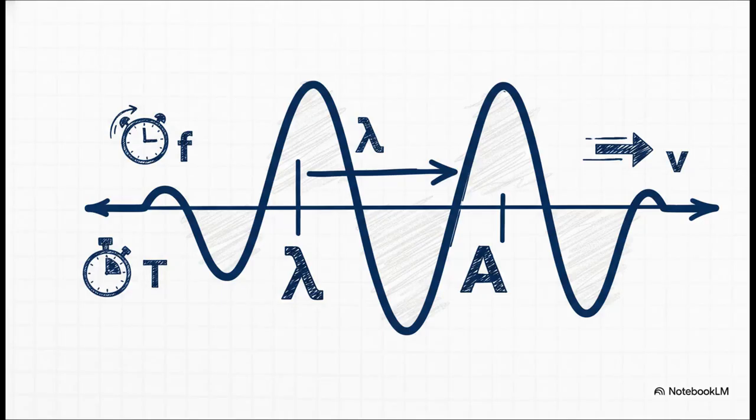Now, to actually talk about and measure waves, scientists have a specific set of terms. Think of it like a toolkit. You've got wavelength, which is just the distance from the top of one wave to the top of the next. Then there's frequency, which is how many of those waves pass by you every second. Amplitude is pretty simple. It's just how high the wave is. And of course, you've got the time period, how long it takes for one full wave to go by, and the wave velocity, which is exactly what it sounds like, how fast the whole thing is moving.